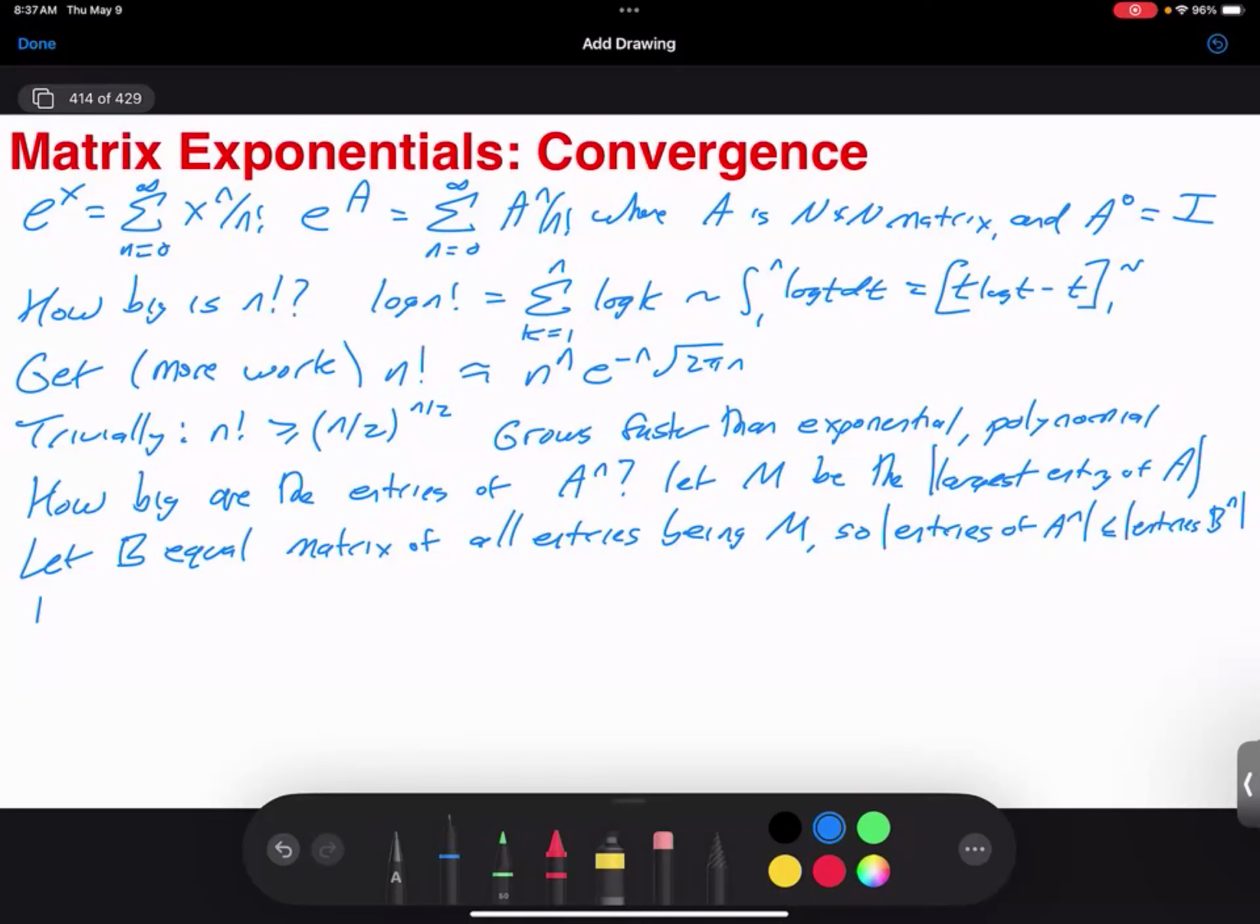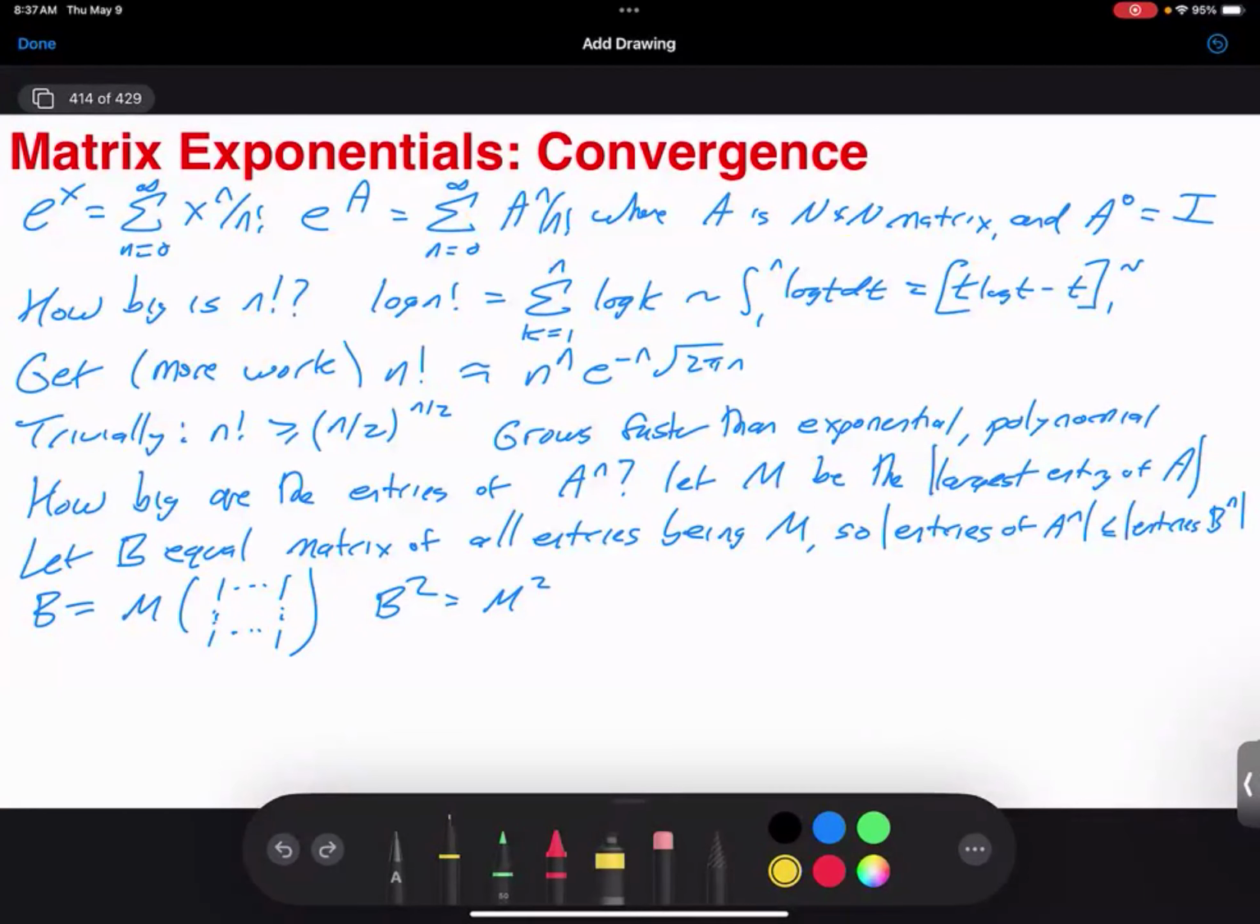Well, the matrix B is equal to M times the matrix of all ones, right? So B squared would be M squared. So what would the matrix of all ones times itself be? Well, think, not all ones. You've got all ones hitting all ones. What's the size of A and B? Big N by big N.